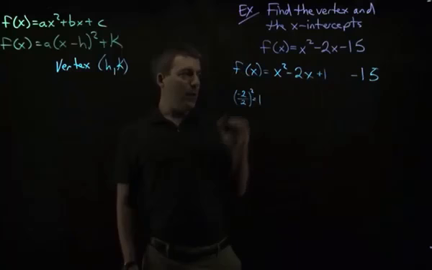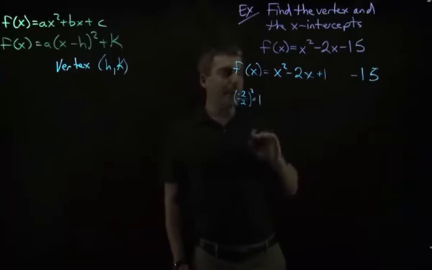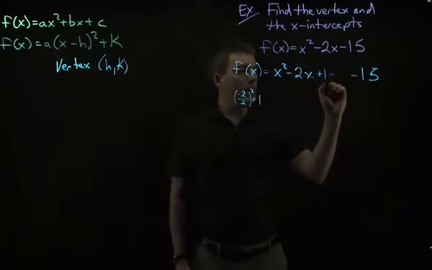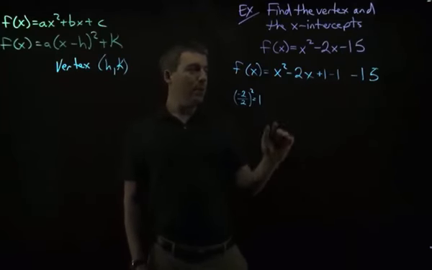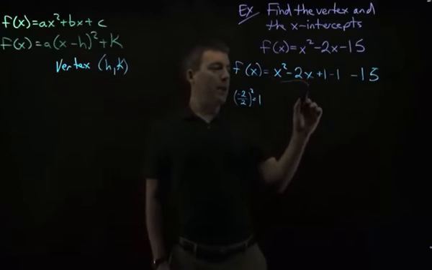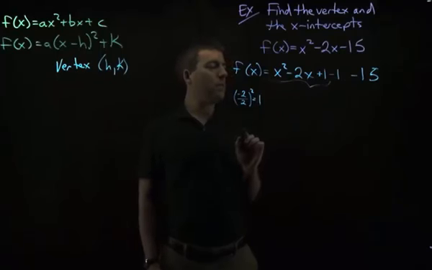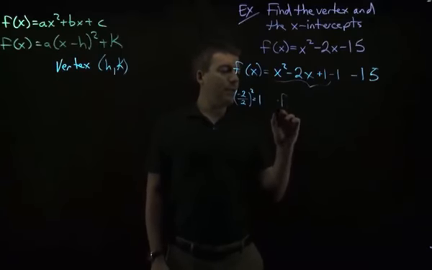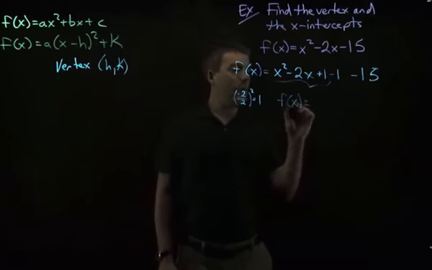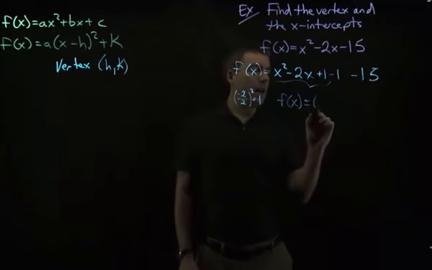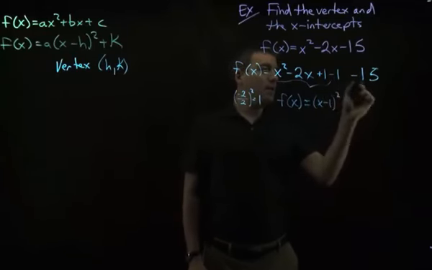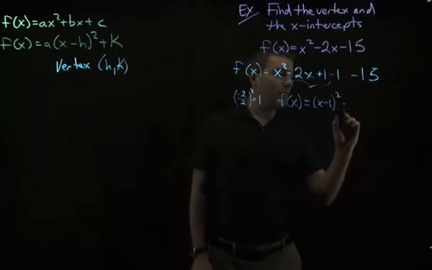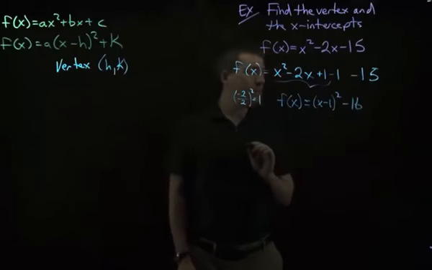We can't just add 1 though. That changes the function. We can subtract 1 to balance things out. So net we've added 0. But this now completes the square. So our function, f of x, we can now write as x minus 1 squared, and this minus 1 goes with the negative 15 to be minus 16.